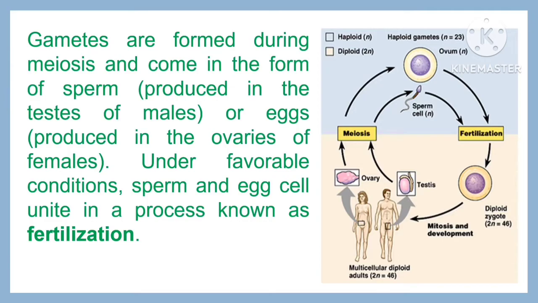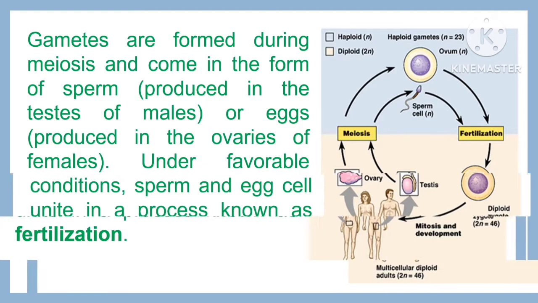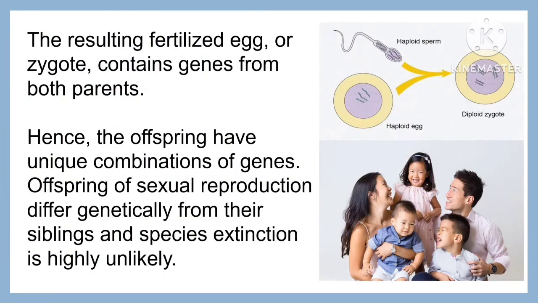Under favorable conditions, sperm and egg cell unite in the process known as fertilization. The resulting fertilized egg or zygote contains genes from both parents. Hence, the offspring have a unique combination of genes. Offspring of sexual reproduction differ genetically from their siblings, and species extinction is highly unlikely.